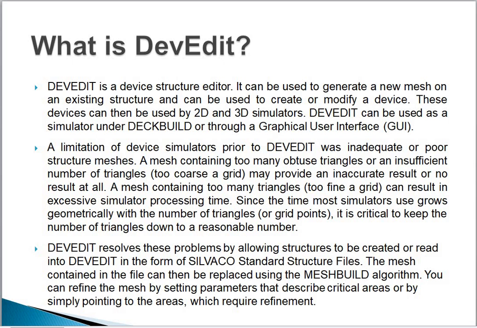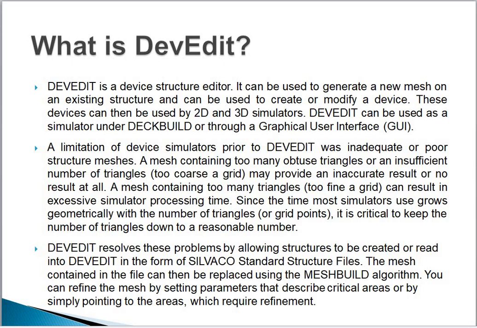A limitation of device simulators prior to DevEdit was inadequate or poor structure meshes. A mesh containing too many obtuse triangles or an insufficient number of triangles may provide an inaccurate result or no result at all. A mesh containing too many triangles can result in excessive simulator processing time. Since the time of most simulators grows geometrically with the number of triangles, it is critical to keep the number of triangles down to a reasonable number.